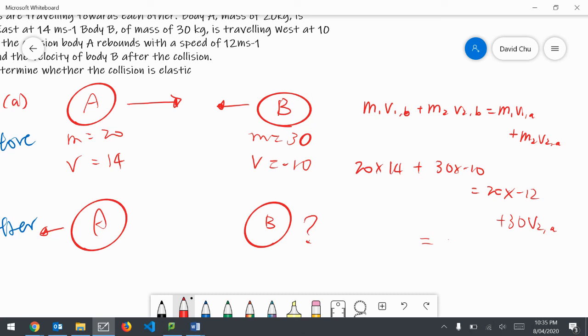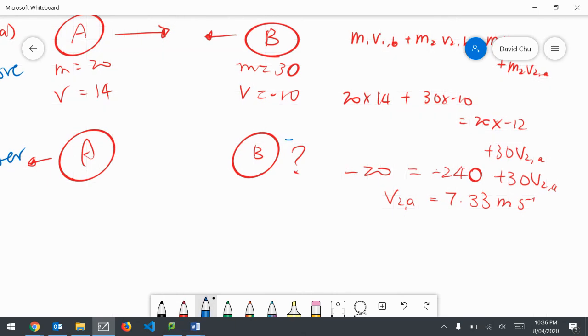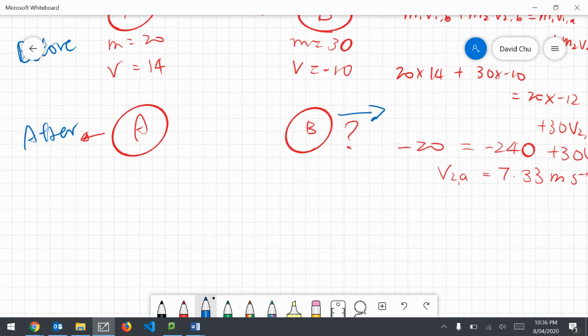All right, so the left-hand side, you have 280 minus 300. So yeah, you've got minus 20. And on the right-hand side, you've got minus 240 plus 30 V2A. So V2A will end up being 7.33 meters per second. So this one here is going to go in that direction.